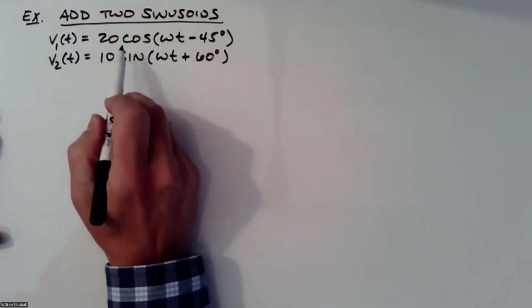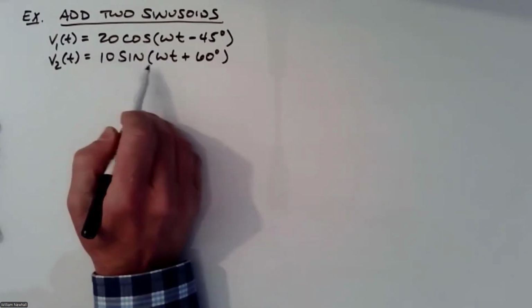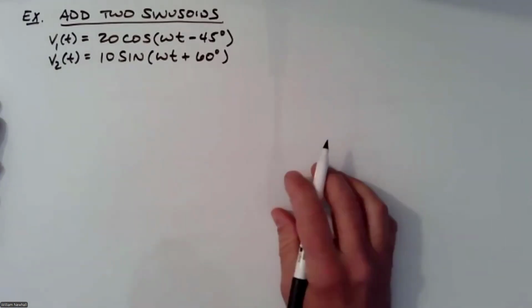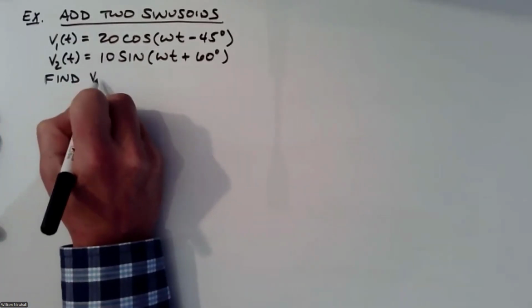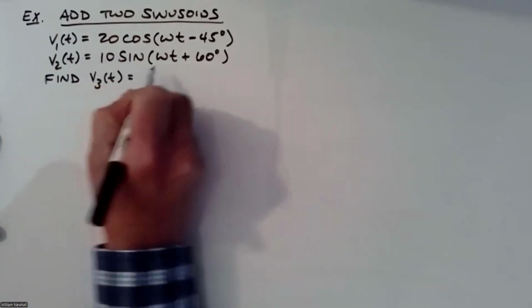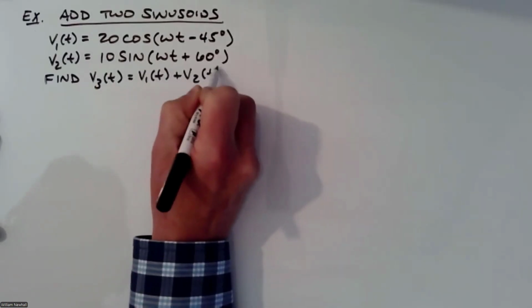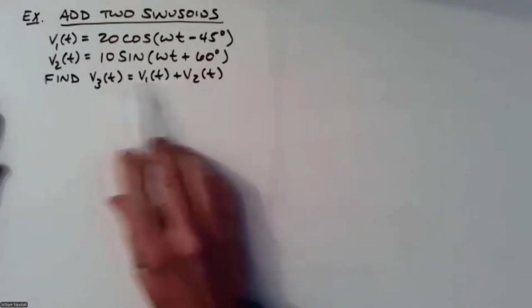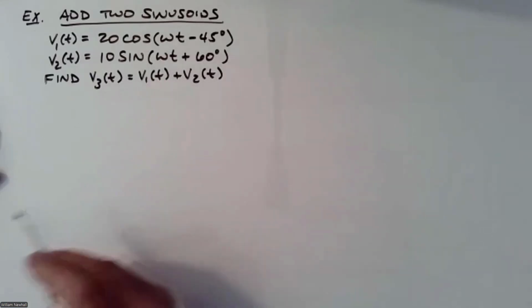The second rule I broke is I said all sinusoids in this class will be represented by cosines, and I threw a sine in here. But we're going to convert that sine to a cosine. Okay. So what we want to do is find the sum. Let's call that V3 of t, and that sum is V1 of t plus V2 of t. And I want that sum to be a time domain function. I want it to be a sine or a cosine. It's going to be a cosine.